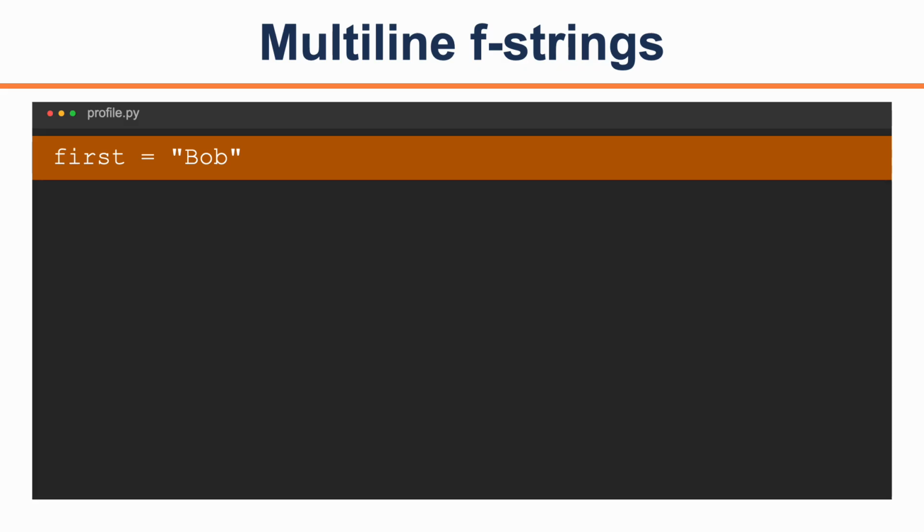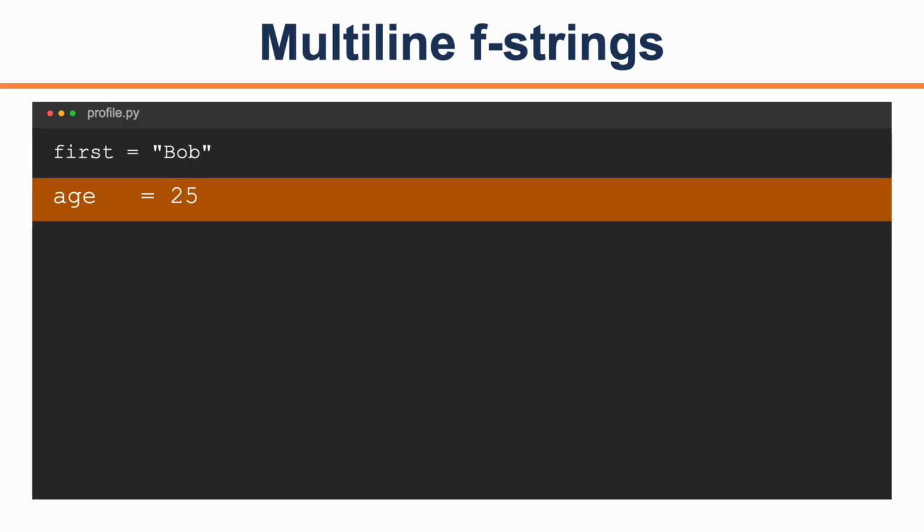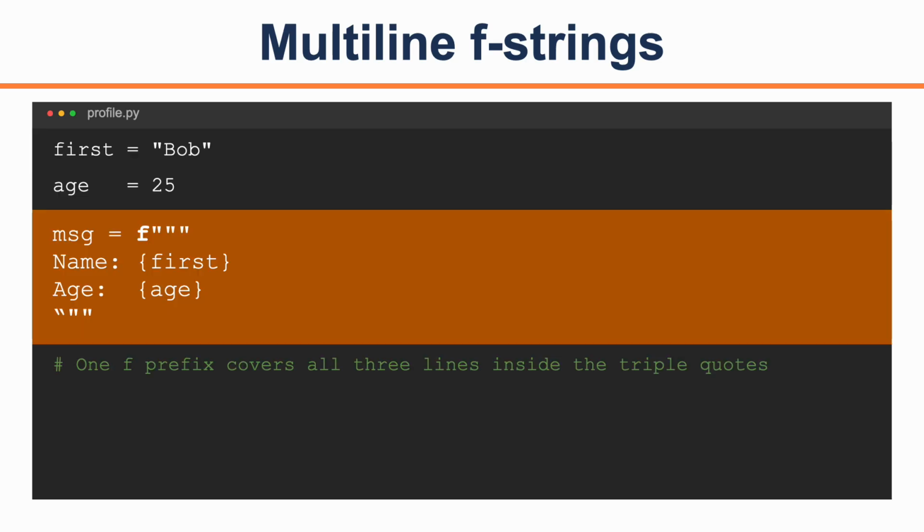The first line assigns the string bob to a variable called first. The second line assigns the integer 25 to a variable called age. The third line opens the multiline f-string using triple double quotes. Each line inside the string can contain its own placeholder. Python evaluates all of them when the string is created.